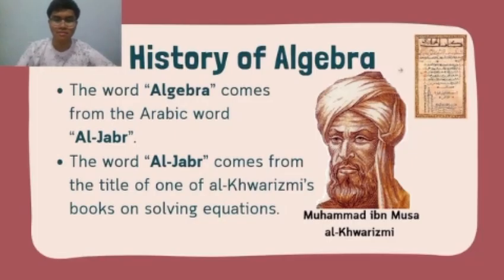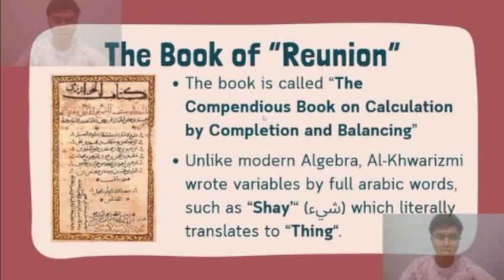I usually call them the Book of Reunion, but we need to inspect more about it. So, the actual title of the book is called The Compendious Book on Calculation by Completion and Balancing. And unlike modern algebra, where we usually use letters like XYZ, Al-Khwarizmi wrote variables by full Arabic words, such as shay, which literally translates to thing.